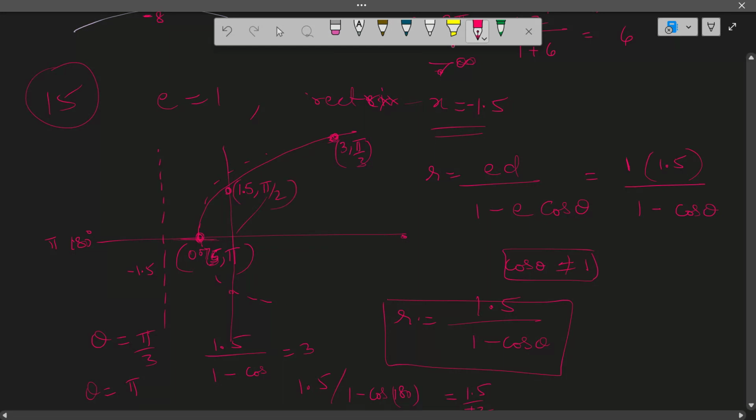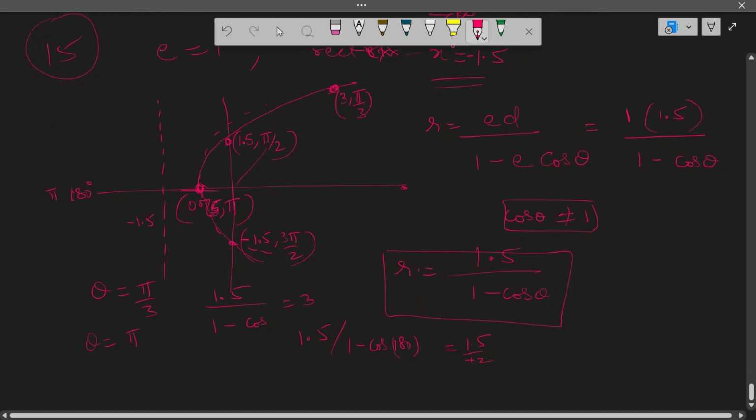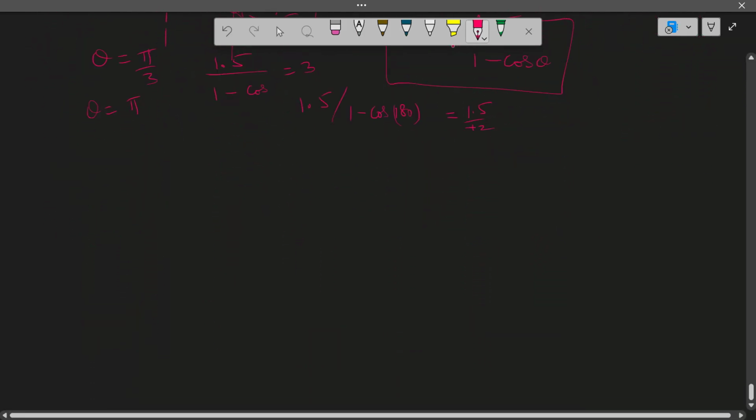The same applies on this side. It's going to be negative 1.5 comma, since it's 270, it is 3 pi by 2 over here. That's the opposite point. So here is how you would graph this curve, which is number 15. I hope that helps. Let's move on to the next one.